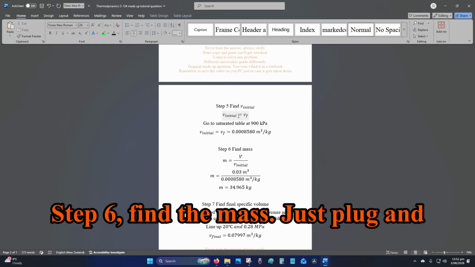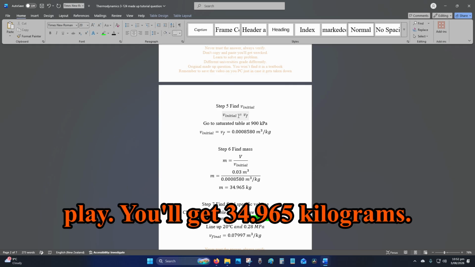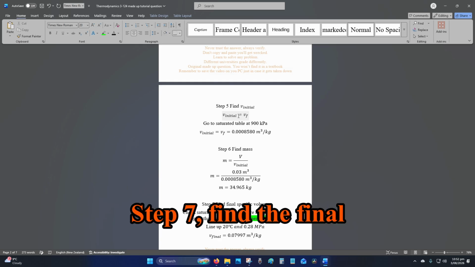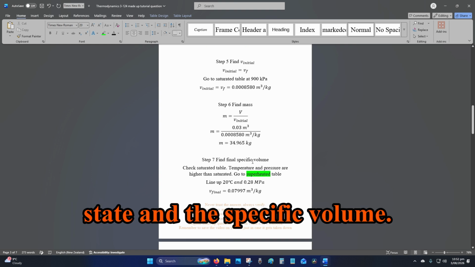Step 6, find the mass. Just plug and play. You'll get 34.965 kilograms.